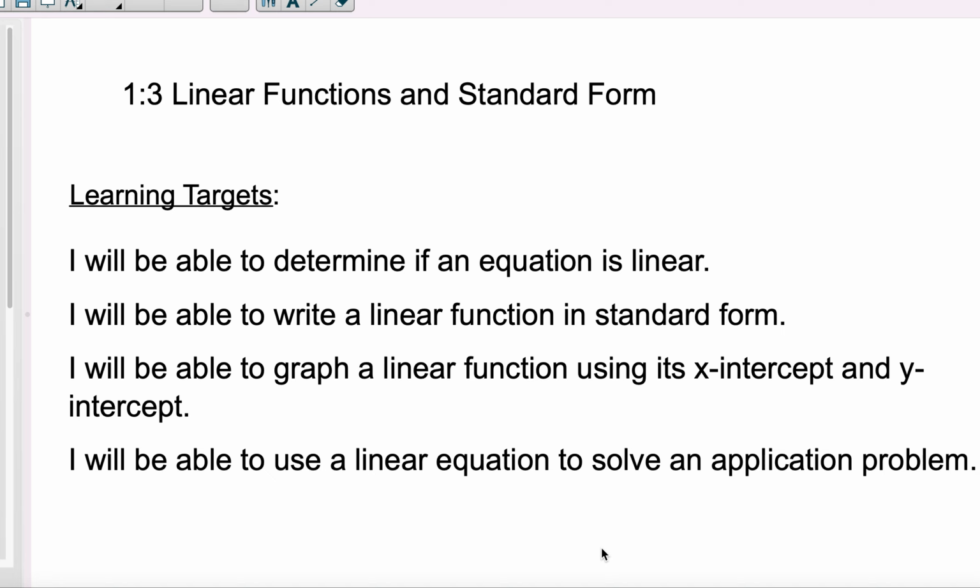So today we are going to be working on a lesson on linear functions and standard form. We're going to determine if an equation is linear. We're going to be able to write a linear function in standard form. We're going to graph a linear function using its x-intercept and y-intercept. And we're going to also use a linear equation to solve an application problem.